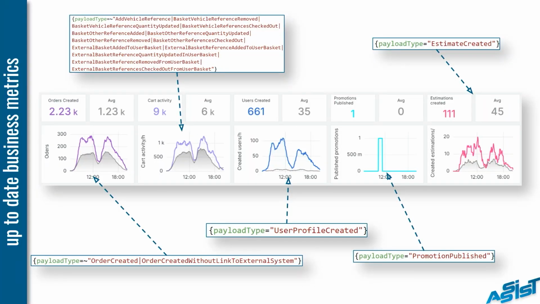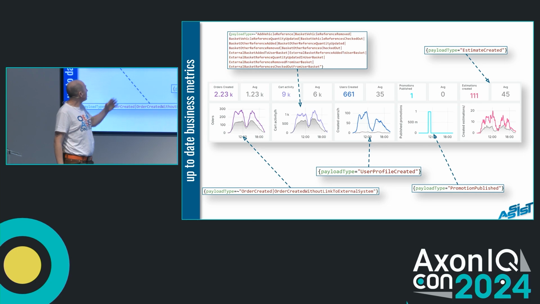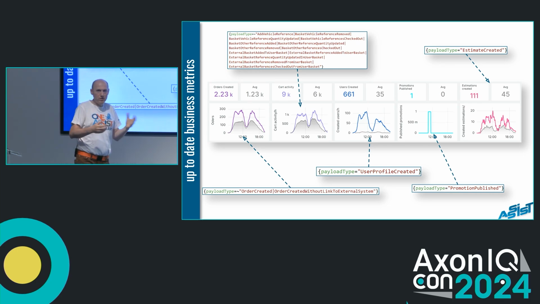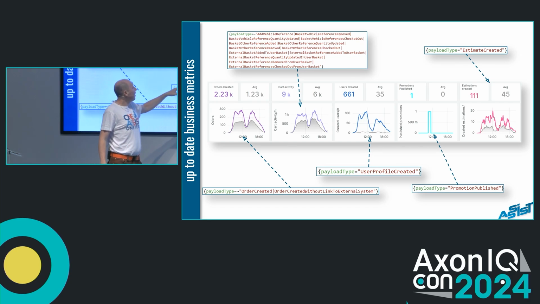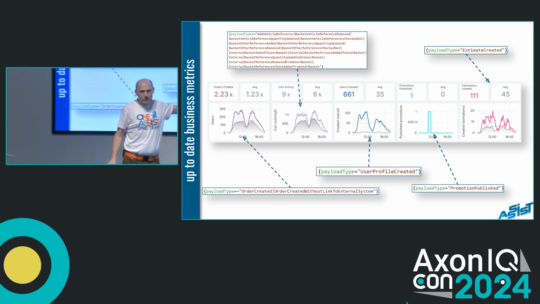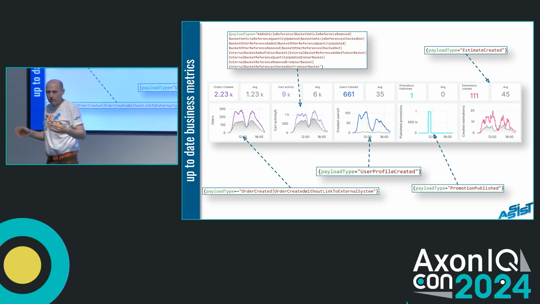So what we have is that we have some events. Now we see that some of the events are not properly named and properly chosen. And we see how many orders we have created, what is the cart activity, so people putting things into the cart, removing things from the cart, how many users have been created, so new users, so user adoption, promotions and estimations. Not that important for you, very important for us.